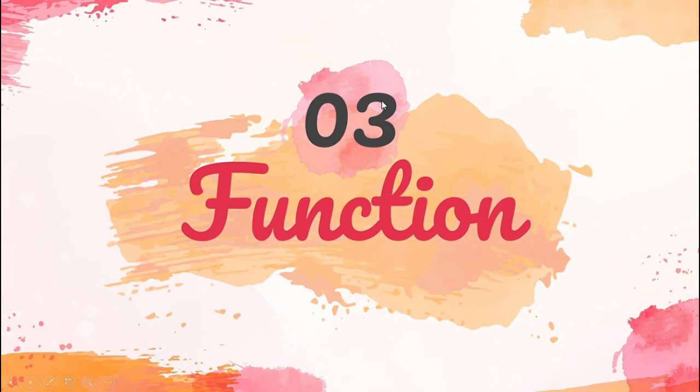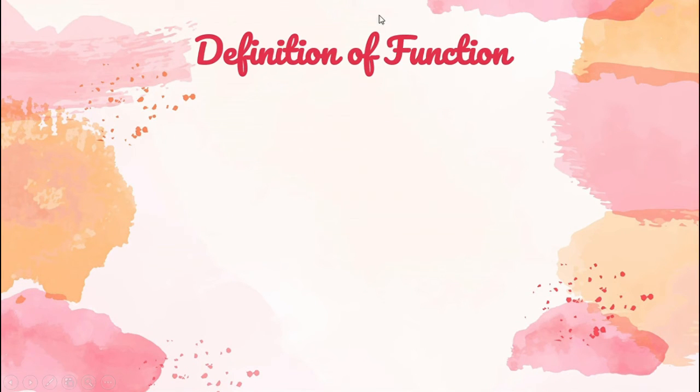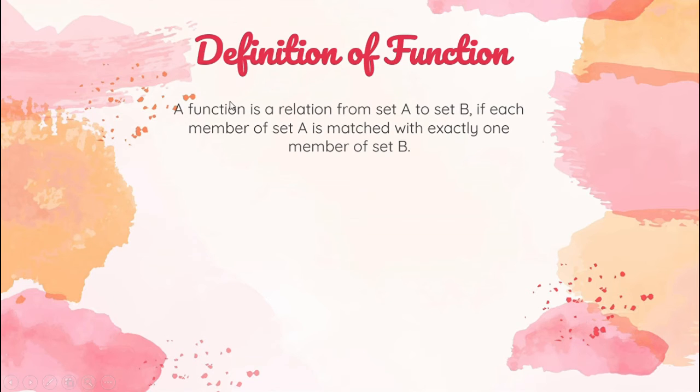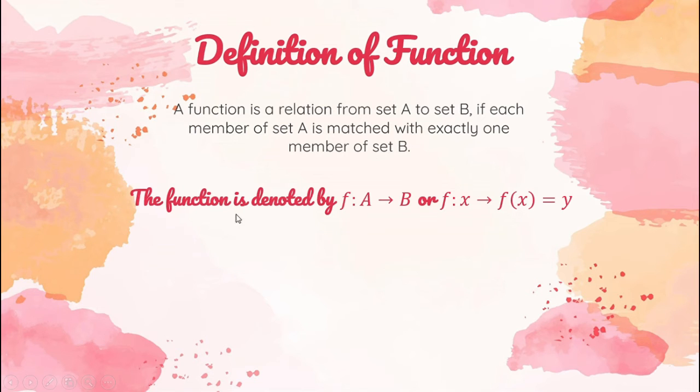Okay, the last one, we are talking about function. Definition of function: a function is a relation from set A to set B if each member of set A is matched with exactly one member of set B. The function is denoted by f: A to B or f: x to f(x) = y.